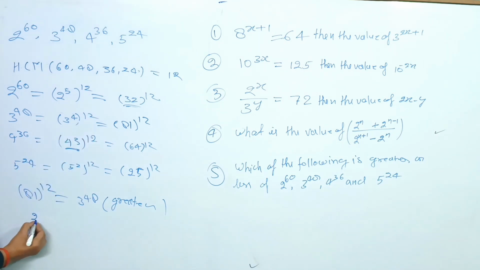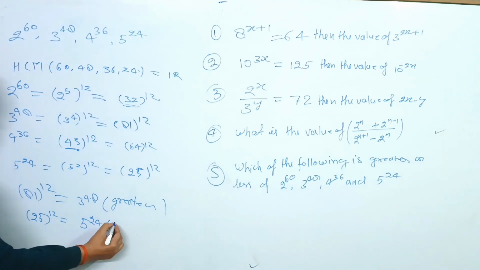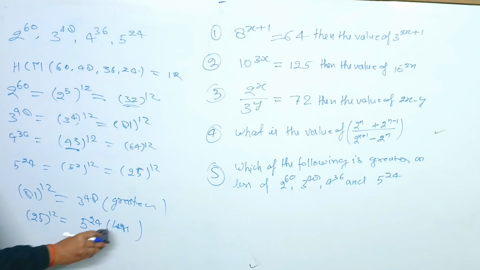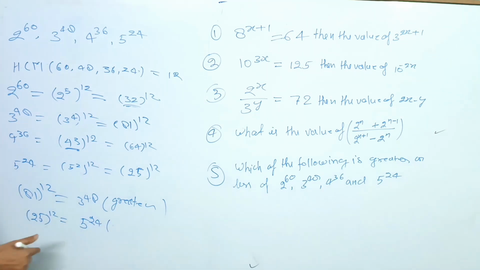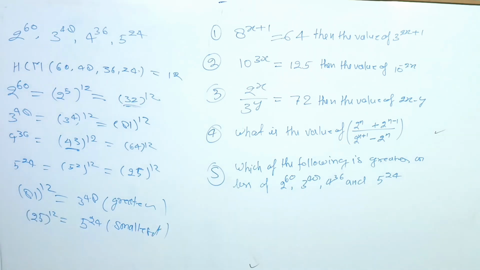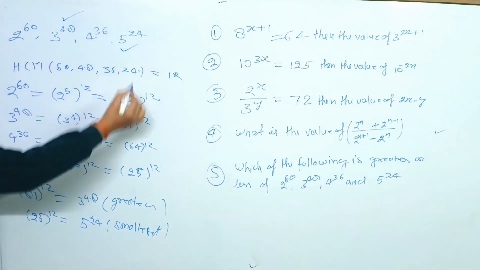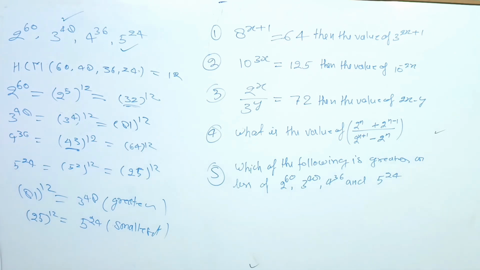That means 25 to the power 12, which is 5 to the power 24, is the least quantity. Yes, we can also say it is the smallest of these. Hence this is the final result: this is the greatest, and this is the least. Hence, we proved it. I hope it is understood. Thanks for watching.